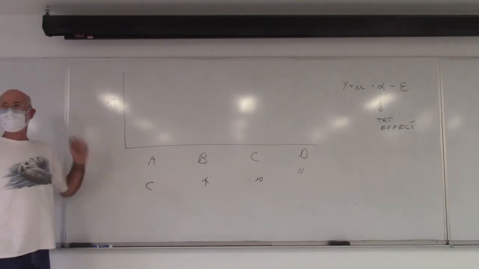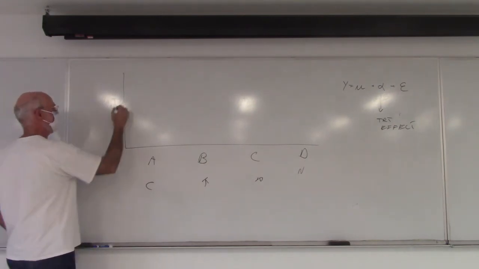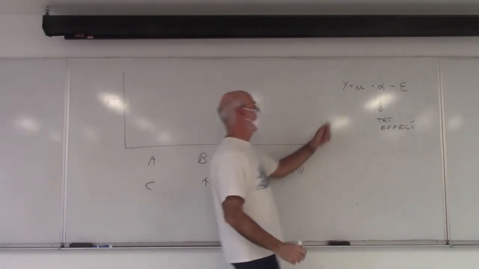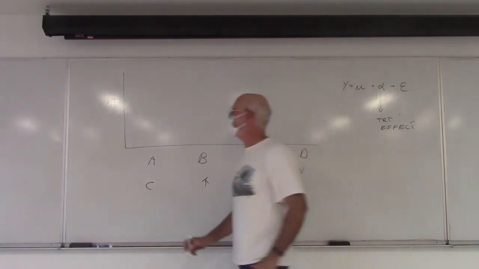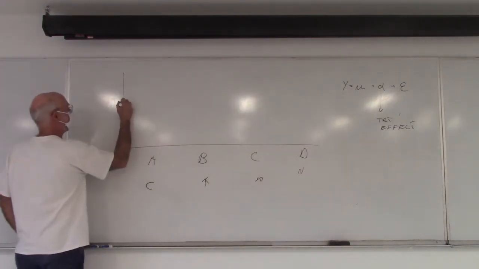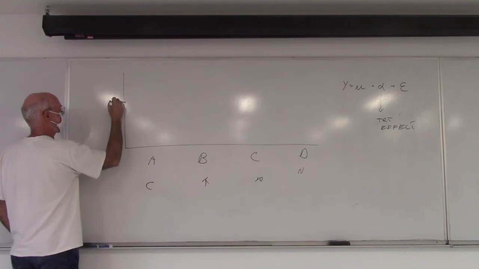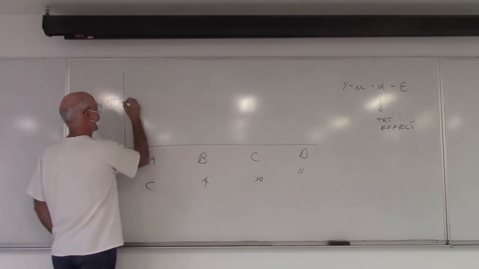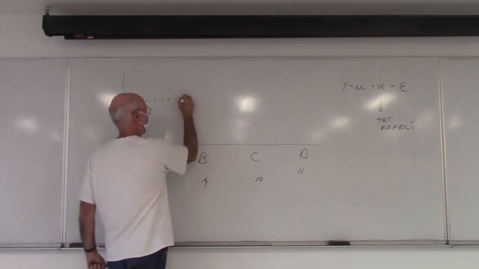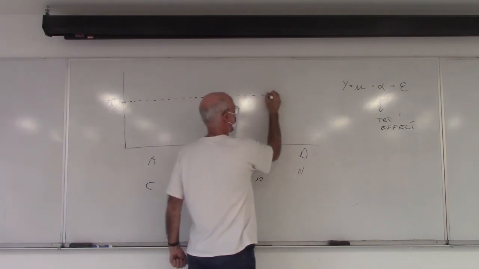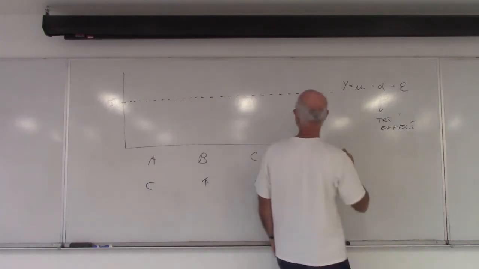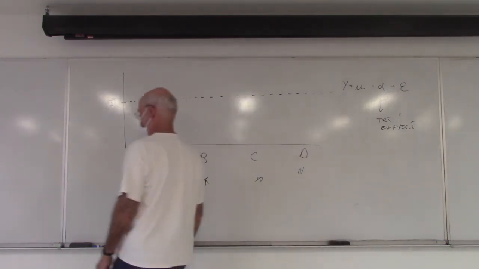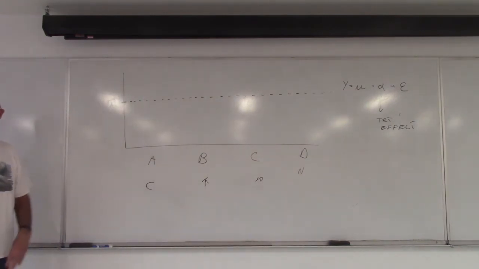So we harvest all these plants, and we go out there, and we compute what the mean is. Okay? And we determine that the mean is that much. There's our X bar, our average yield. Sort of slopes up. Pretend that it's nice and horizontal. Okay? All right.